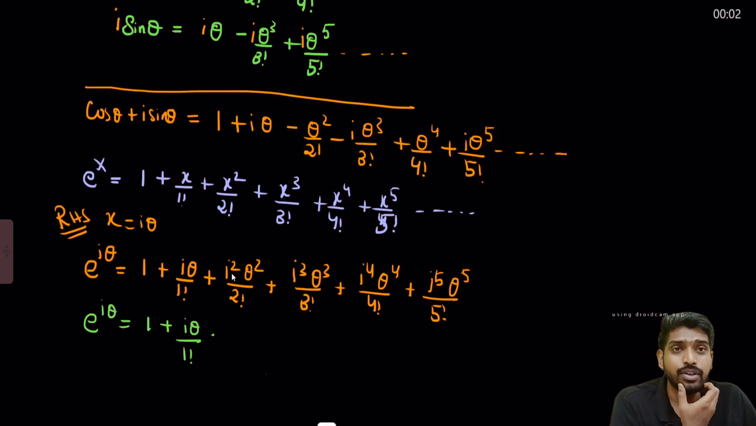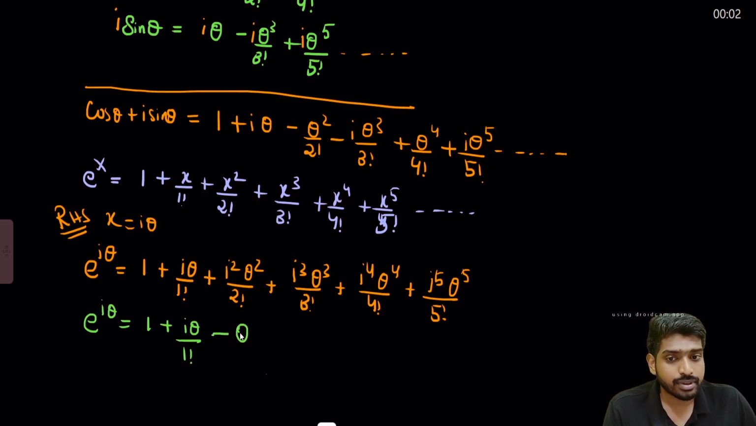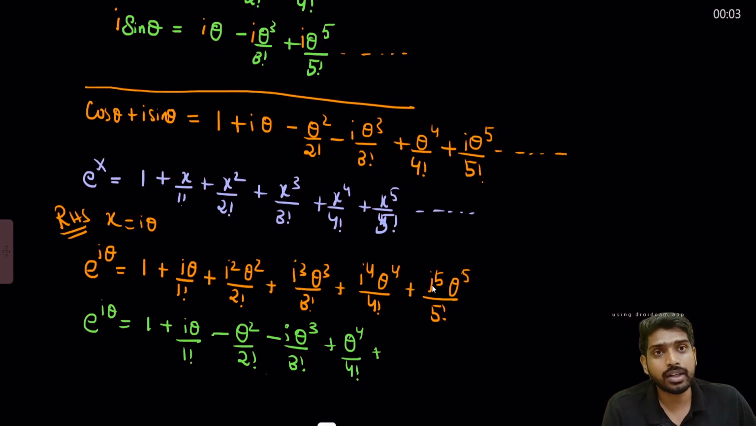Now what is the value of iota square? Iota square value is minus 1. Got it? Here I'll get minus of theta square by 2 factorial. What is the value of iota cube? Iota cube is minus iota. Here I'll get minus iota into theta cube by 3 factorial. Next, what is the value of iota to the power 4? Iota to the power 4 is 1. Here I'll get theta to the power 4 by 4 factorial. Next, what is iota to the power 5? Iota to the power 5 is equal to iota. So here I'll get iota theta to the power 5 by 5 factorial and so on.